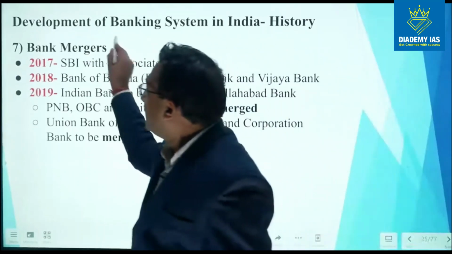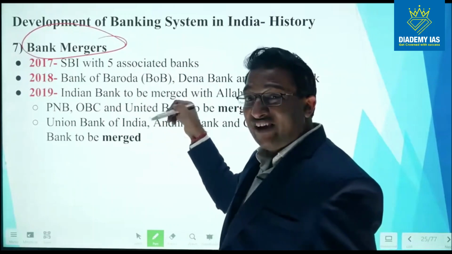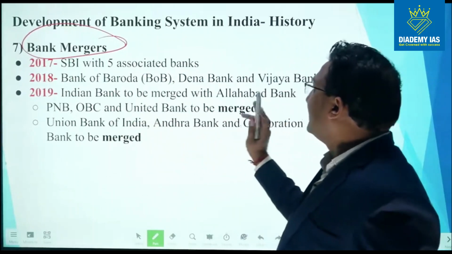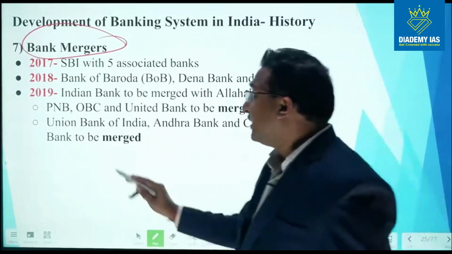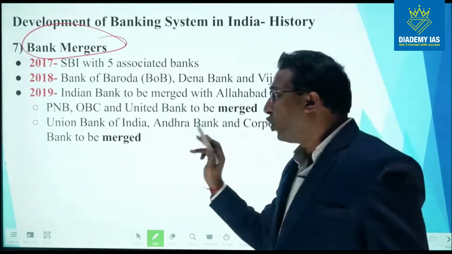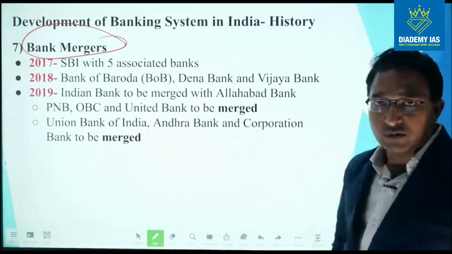Then we have the bank mergers. In 2017, SBI was merged with 5 of its associates. In 2018, Bank of Baroda, Dena Bank and Vijaya Bank were merged. In 2019, Indian Bank was to be merged with Allahabad Bank, PNB with OBC and United Bank, and UBI with Andhra Bank and Corporation Bank.